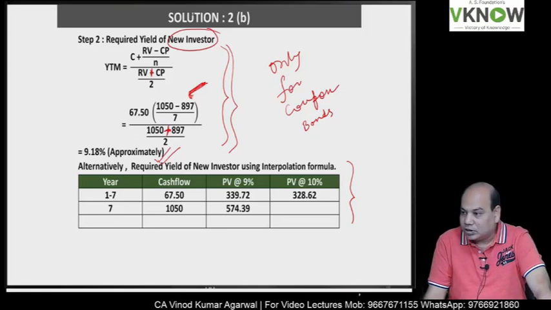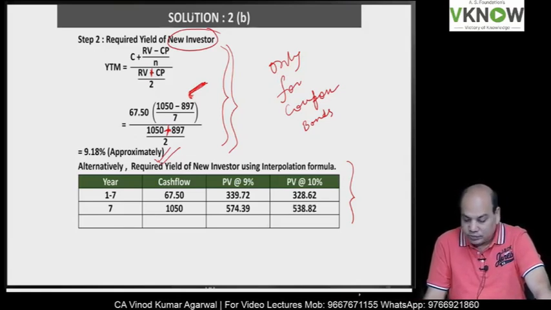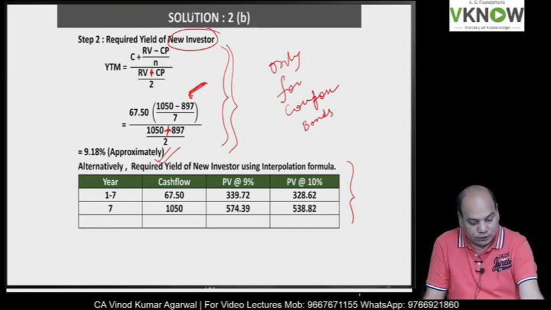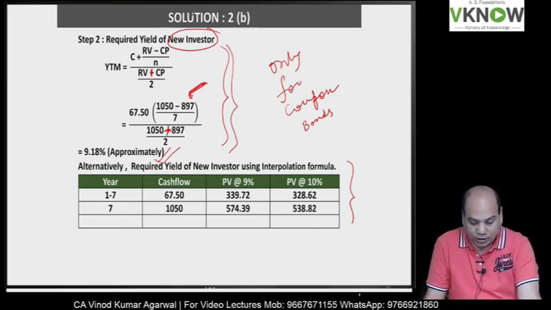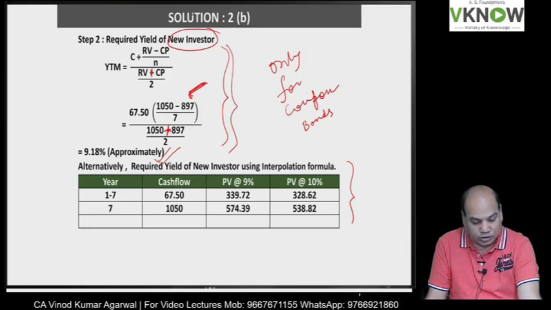And at 10%, try 10%. 10%, what is the answer? 538.65. Rishabh got it right. 538.65. You can write 538.82 or 65.